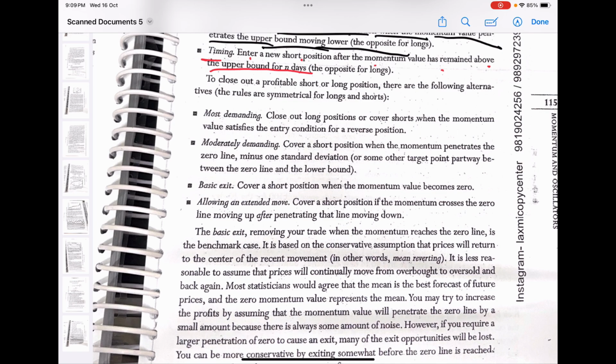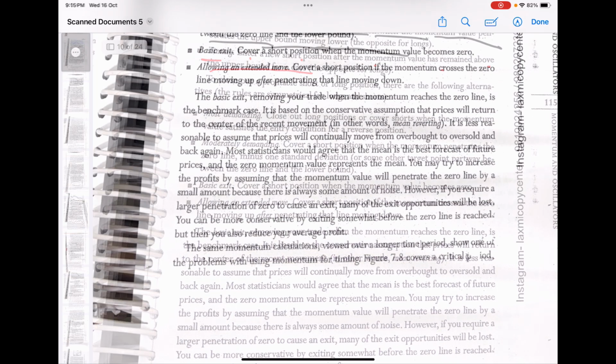It is less reasonable to assume that prices will continue to move from overbought to oversold and back again. That's not always the case. The price can also stay for a very long time near the zero line. So in that case, you're just losing out on your time and energy, because if the price is oscillating in the same area for a long period of time, then there is no point in holding that trade, right? You can just exit it and put that money somewhere else where there's a trending instrument.